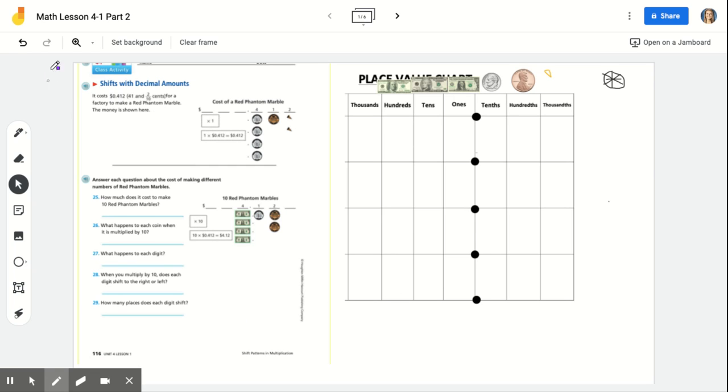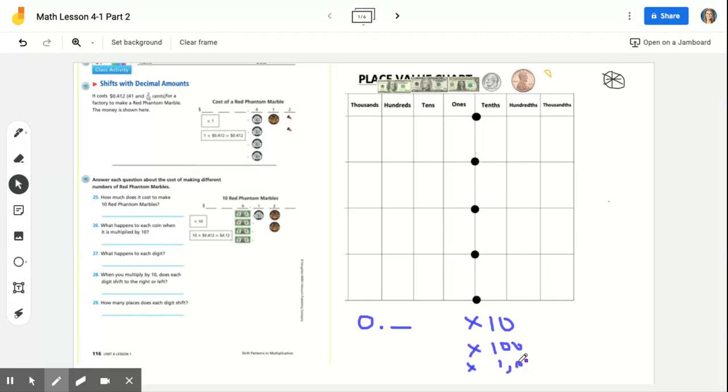This is math lesson 4-1 part 2. In this lesson, we are going to be working with shifting with decimal amounts. We're going to be using our place value charts in order to solve these multiplication problems. We're going to be taking decimals, which are numbers that are less than one whole, and multiplying them by 10, 100, and 1000.